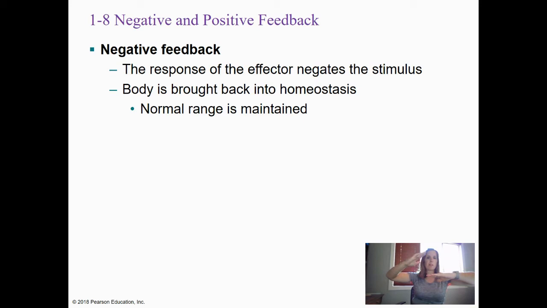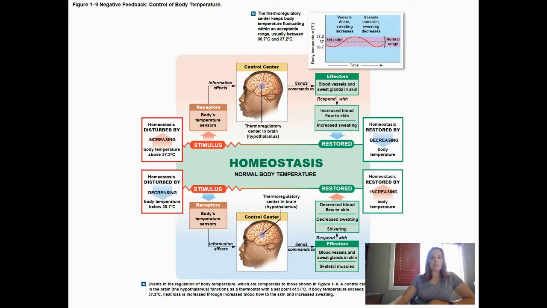An example of this negative feedback is body temperature. So here you can see that your body temperature increases. Now you're outside, you're not in the house. Maybe you're going for a jog, you're just outside. Your body temperature, you get hot, all right? So body temperature goes up. The receptors detect this.